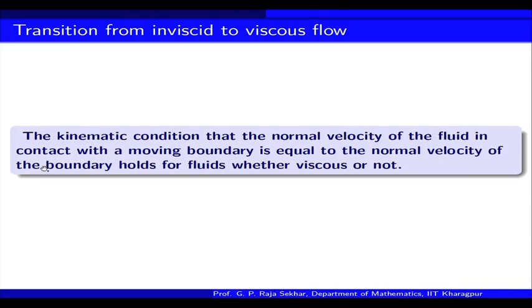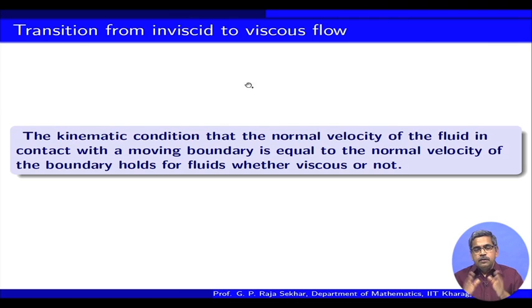Now, if you consider the viscous case, do we have this and that is all, or anything else? That is the question. Okay. So, at this stage we are making a remark: the kinematic condition, that the normal velocity of the fluid in contact with the moving boundary is equal to the normal velocity of the boundary, holds for fluids whether viscous or not. Then what is so special about viscous fluid? That is the question, right.